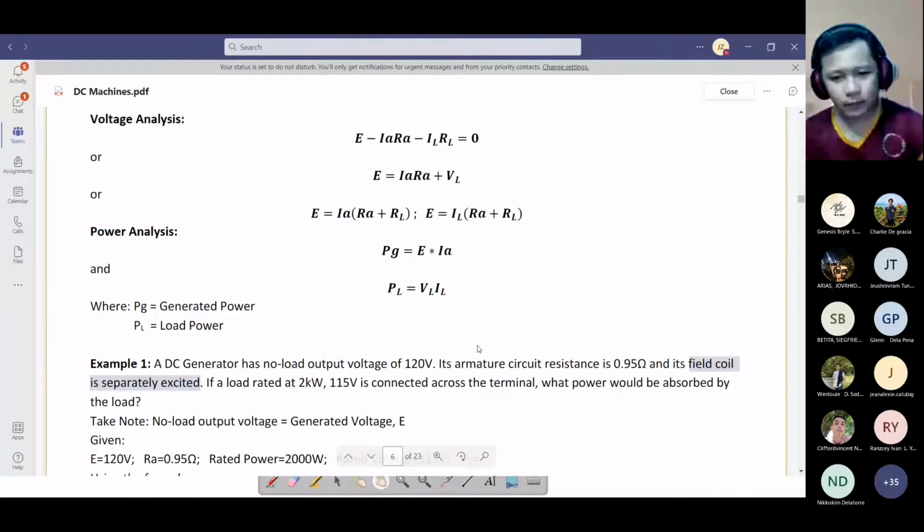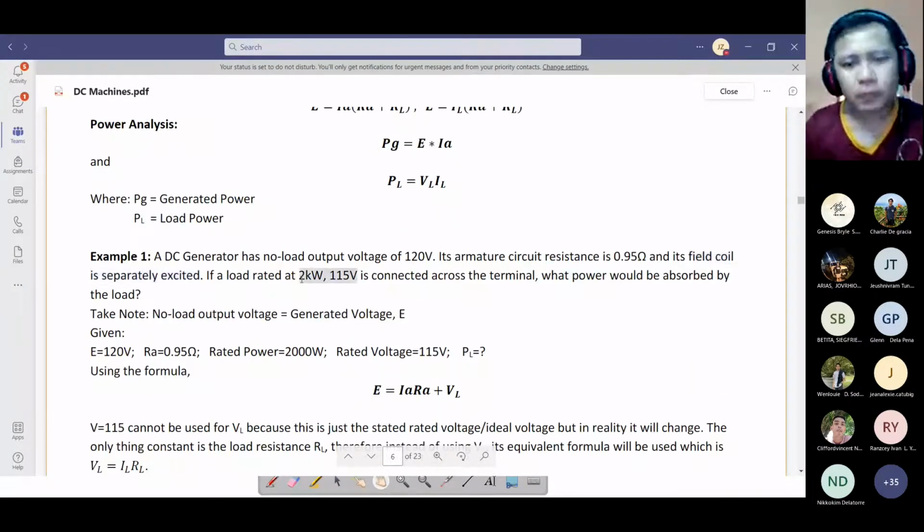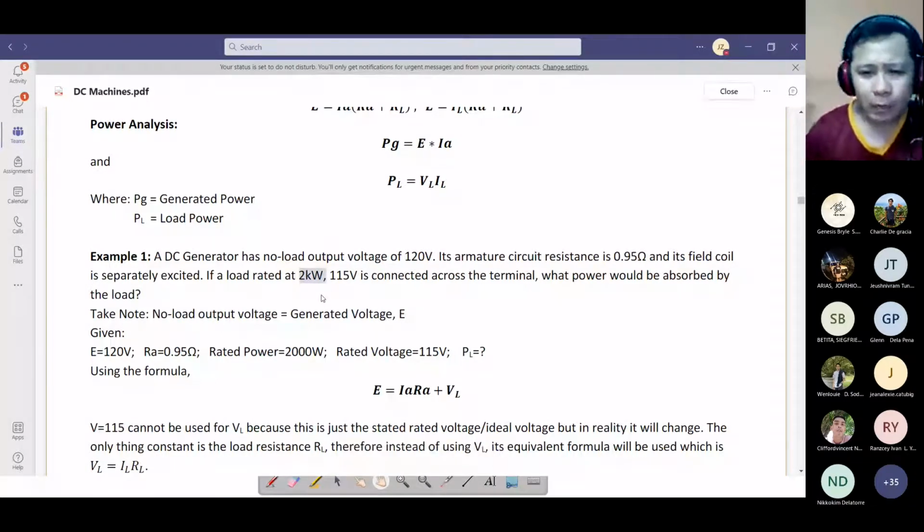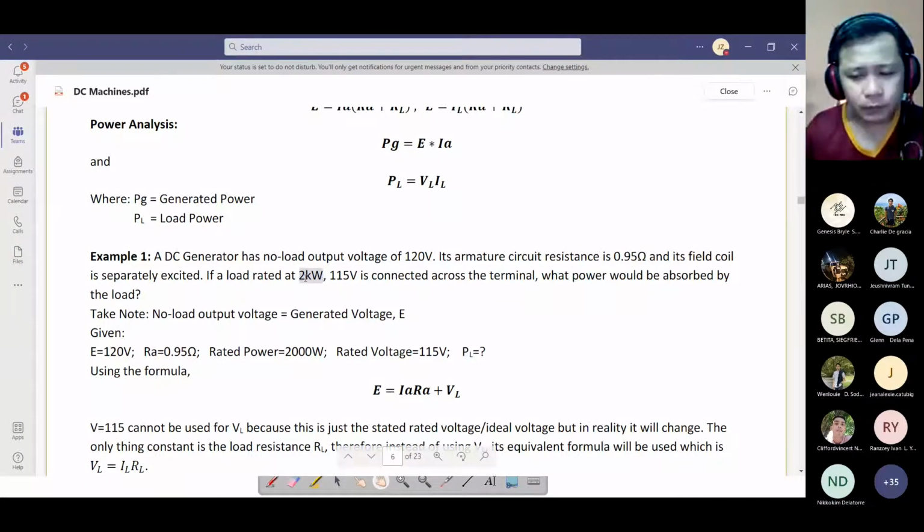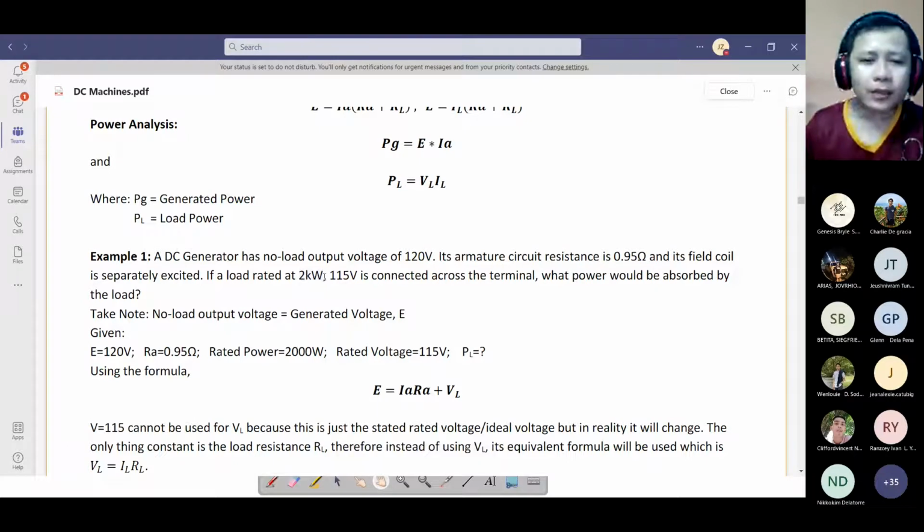Okay? So if it gives the rating of the load, the load only, not the generator, what power would be absorbed by the load? So this is the question, sir: we already have the power of the load, yet it still asks how much power is absorbed by the load. Why do we have to answer that question if we are given the power of the load? Now, the answer here is not 2 kilowatts. Why? Because of this word, rated.